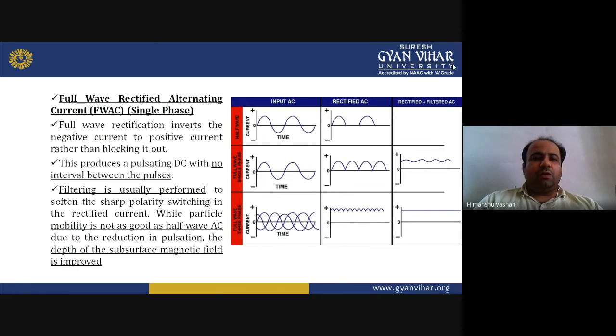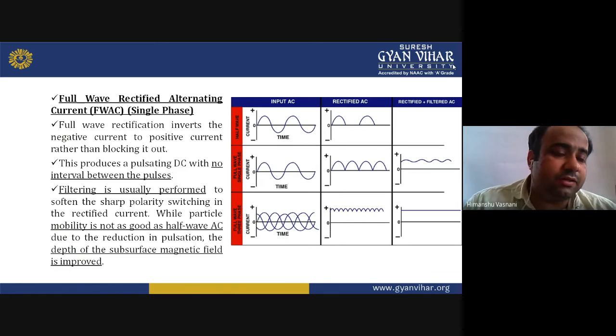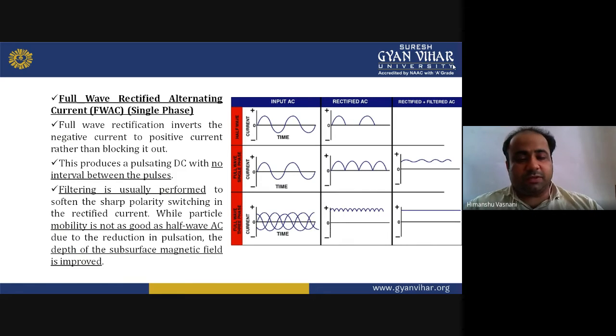Now full wave rectified alternating current, that is FWAC, in a single phase. Full wave rectification inverts the negative current to positive current rather than blocking it out. This produces a pulsating direct current with no intervals between the pulses. Filtering is usually performed to soften the sharp polarity switching in the rectified current.